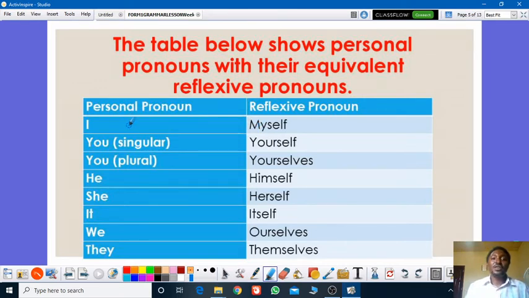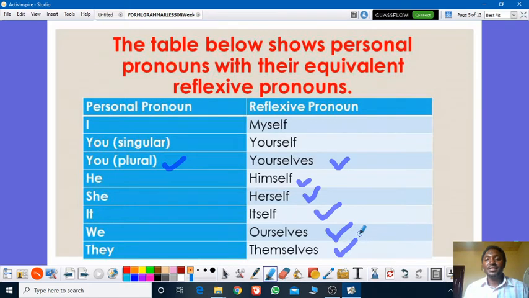So the equivalent for I is myself; you, yourself; you, plural, yourselves; he, himself; she, herself; it, itself; we, ourselves; they, themselves. So those are the personal pronouns with their equivalent reflexive pronouns.